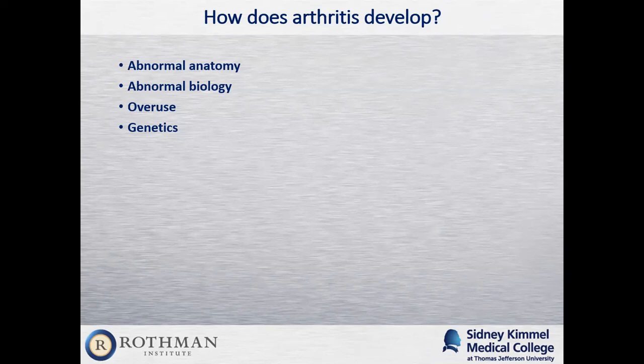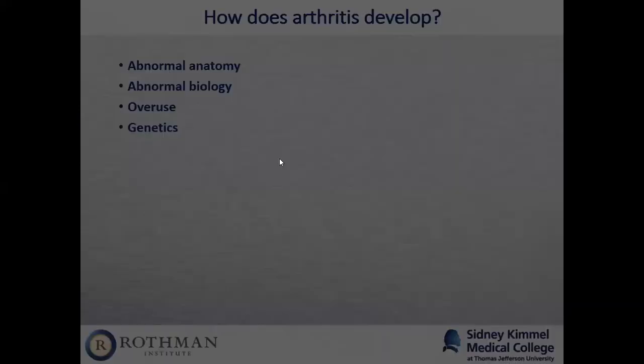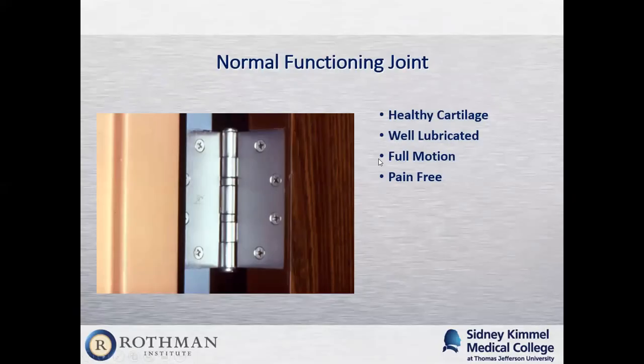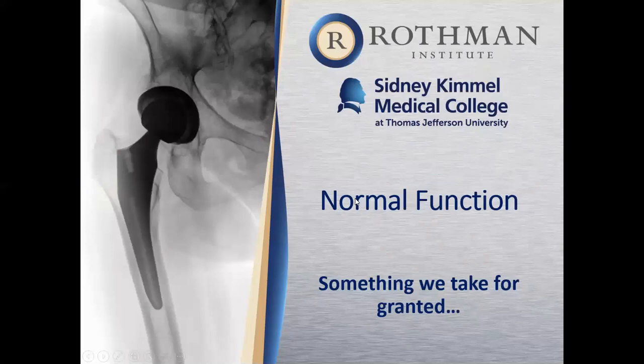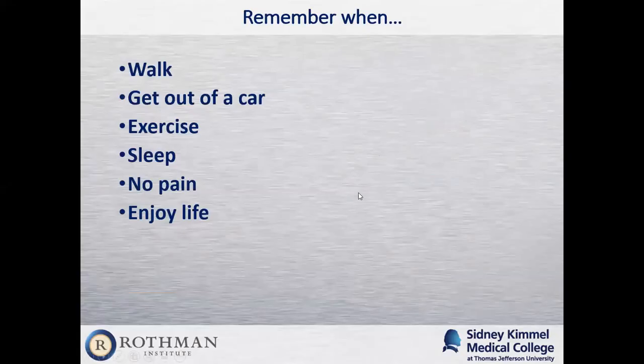And then there's also genetics. We hear a lot of patients tell us that my brother had a knee replacement or my mom had a knee replacement, and so those patients often end up presenting with arthritis as well. The best way I can liken arthritis is to a door hinge. We take this brand new door hinge. It's a normal functioning joint, similar to healthy cartilage. It's well lubricated, it's got full motion and it's pain free. And then we live our lives and have normal function that we take for granted, whether it's walking, getting in and out of a car, exercising, just in general, enjoying life.